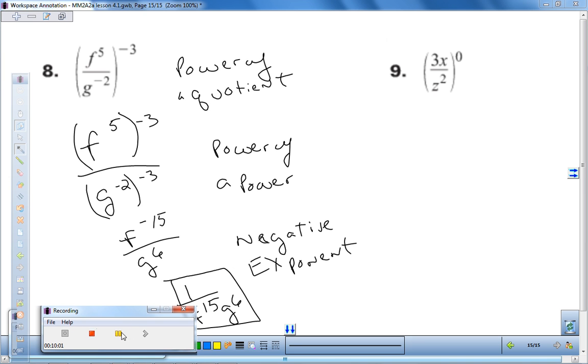I'm going to try to do this real quick. Anything to the 0 power is 1, all of this is to the 0 power, so that's 1.